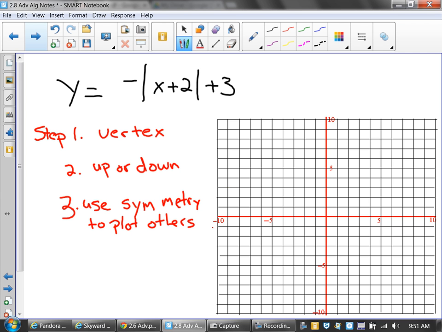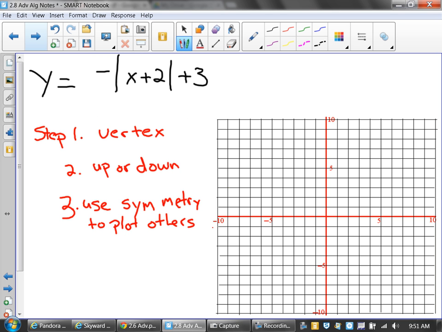So what we want to do here is I'm going to take this absolute value function, and I have negative absolute value of x plus 2, plus 3. And I didn't put it here, but I'm going to kind of make this my step half. What's A, what's H, and what's K?